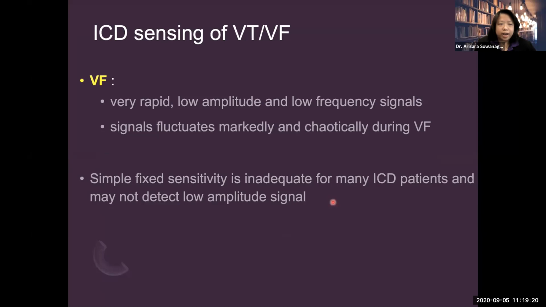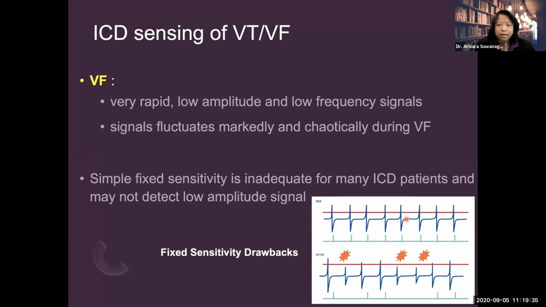So during VF, as you know, the signals are very rapid, with low amplitude and sometimes low frequency. If you fix the sensitivity, the wall that you can see, sometimes you can miss some of the VF signal like this. As you can see, the red line is the sensitivity wall.